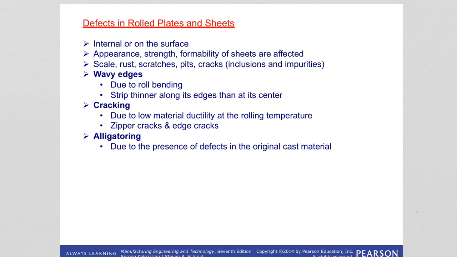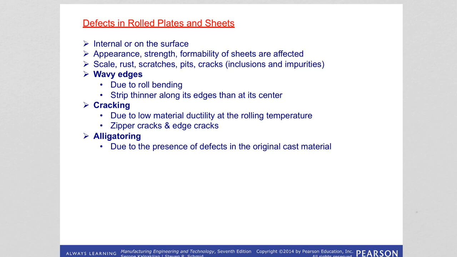What type of defects do we observe in rolled plates and sheets? So defects can be on the surface, or they can be inside the material. Of course, we don't want them. They are not desirable because they can affect first the surface appearance and of course also the properties like strength, formability, because we can keep forming the same material, right? Keep reducing the height, reducing the thickness. So therefore we don't want defects.